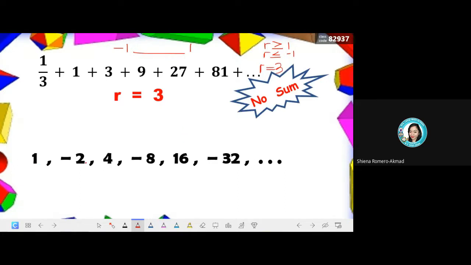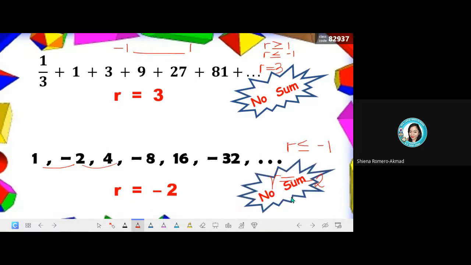Next, we have 1, negative 2, 4, negative 8, 16, negative 32. What do you think is the ratio? Madali lang yung ratio niyan. Ano yung minamultiply natin to get the next term? Negative 2 po. Negative 2. Is it less than negative 1? Kasi kung less than negative 1 siya, ibig sabihin, it has no sum. So since negative 2 is less than or equal to negative 1, therefore, it has no sum.